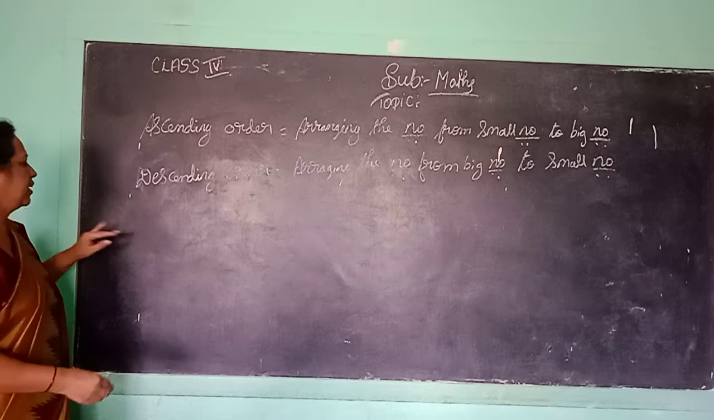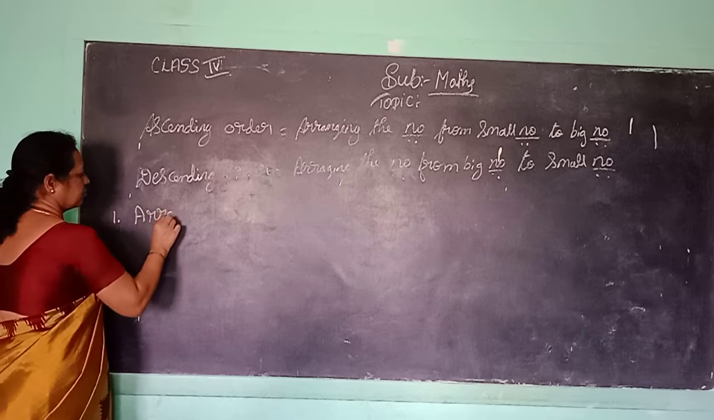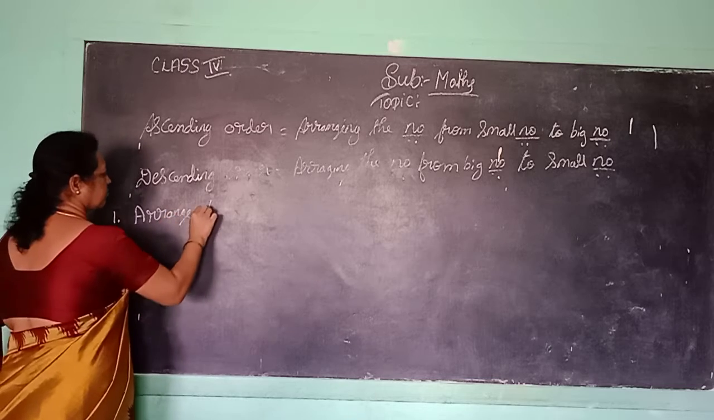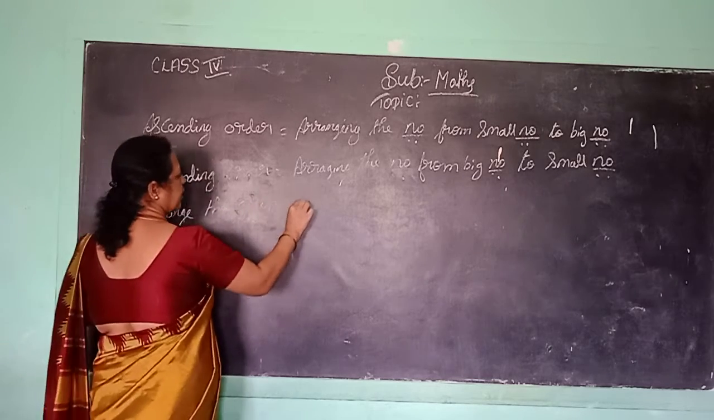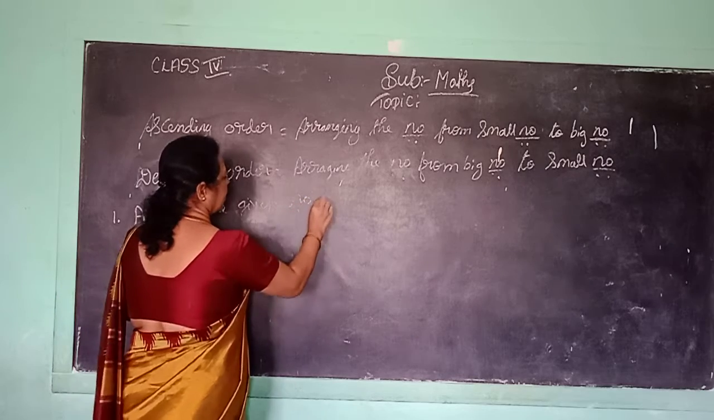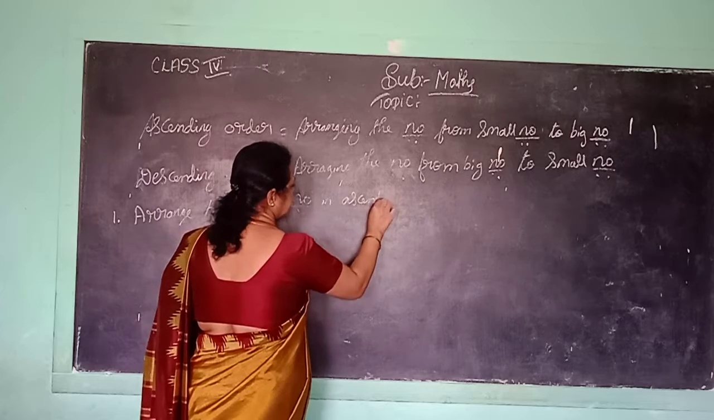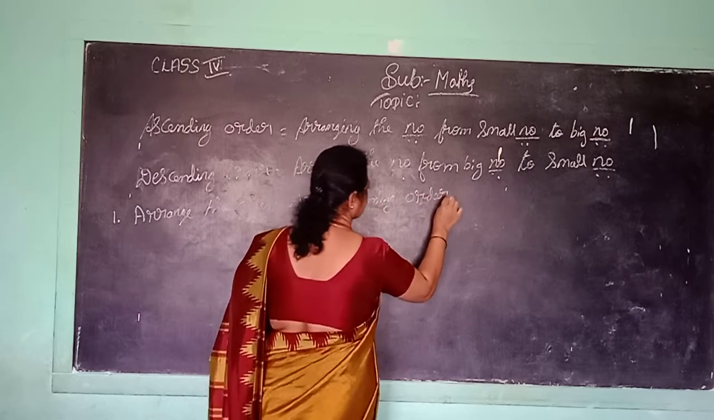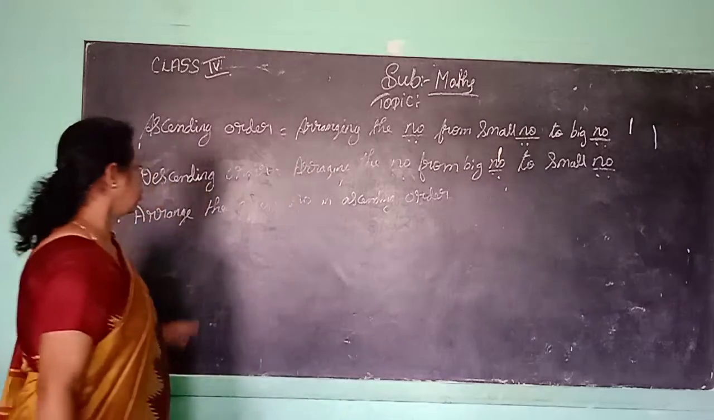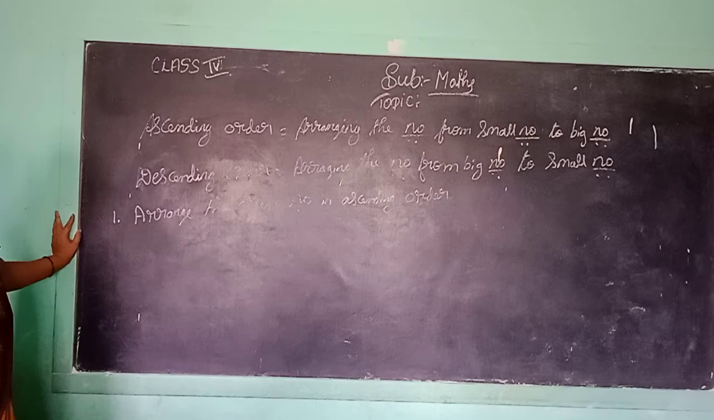Okay, children, I'll give you: arrange the given numbers in ascending order. Ascending order means what? Small to big.